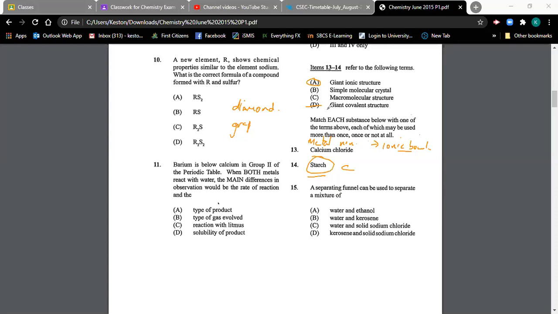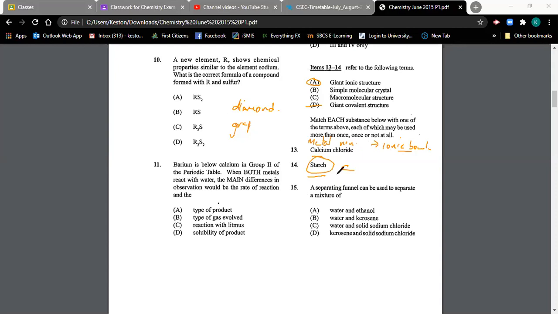Simple molecular is covalent, but not with very strong bonds, not like the giant covalent structures. Simple molecular would be like ammonium chloride. That's the most common one that comes to mind.